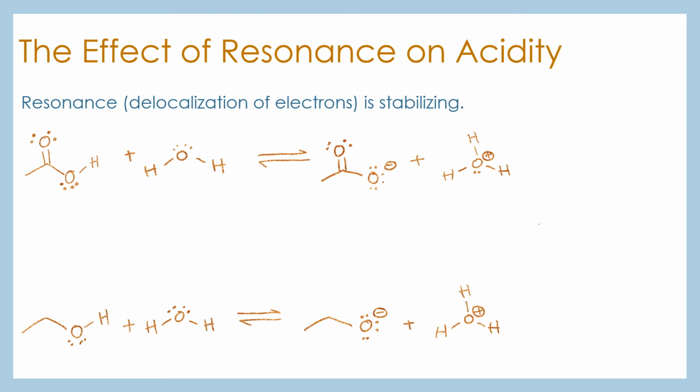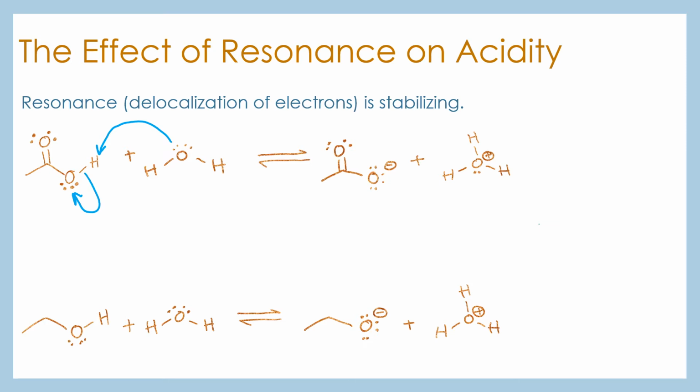Okay, so let's take a look at resonance. How does resonance affect acidity? Well, again, we talked about how the more stable the conjugate base is, the more acidic the compound. And we know that resonance is stabilizing. So what we're looking for here is, if I deprotonate this compound, is the conjugate base resonance stabilized or not? So in this first reaction between water and acetic acid, we can see the electrons of water picking up the proton from acetic acid and putting the electrons onto the oxygen. This gives us the acetate anion.